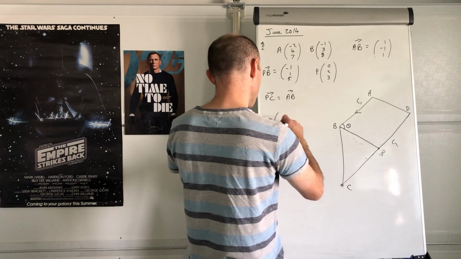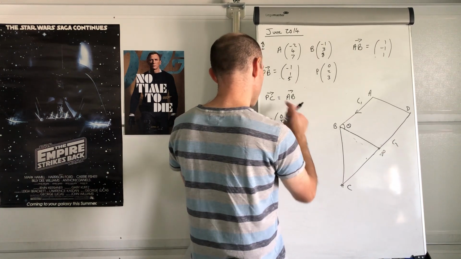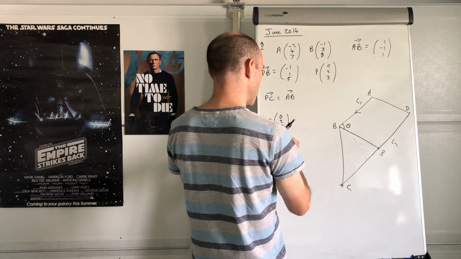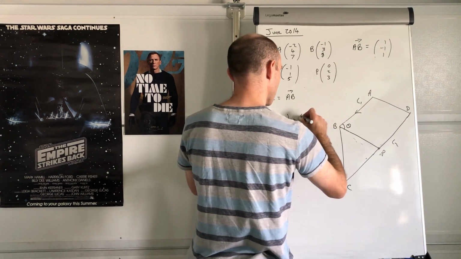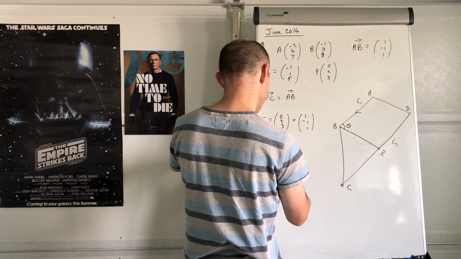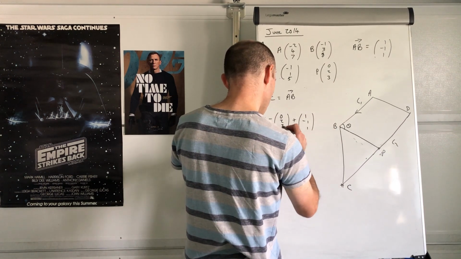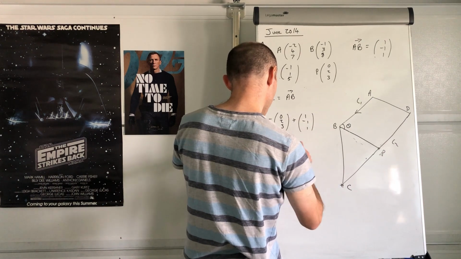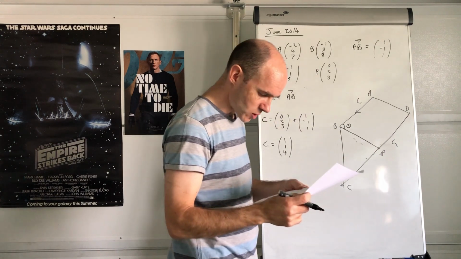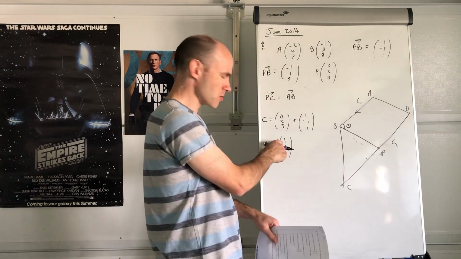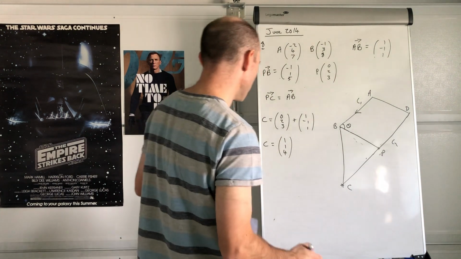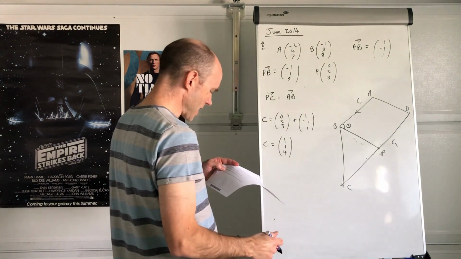So P must be 0, 2, 3. P to C is the same as A to B. So starting at P, if we add on AB, then that's going to give us what C is. So C is going to be 1, 1, 4. And somewhere it says the x coordinate of C is positive. Well, great, it's worked out well for us. What else? We're going to work out D.